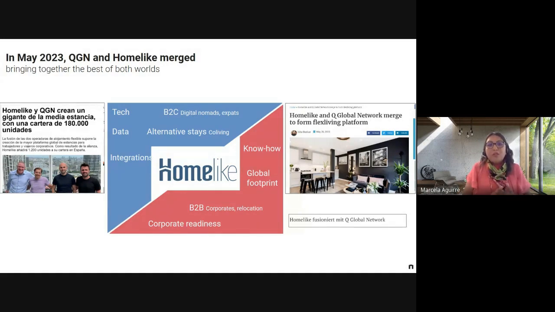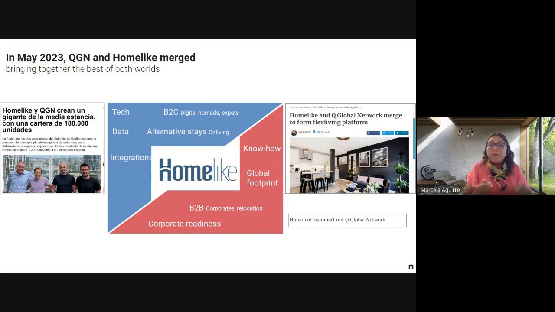Let's go back to the graphic that you have in front of you. Homelike has also introduced alternative solutions, such as co-living. If we go to the red part, in the case of Q, what is it bringing to the table?